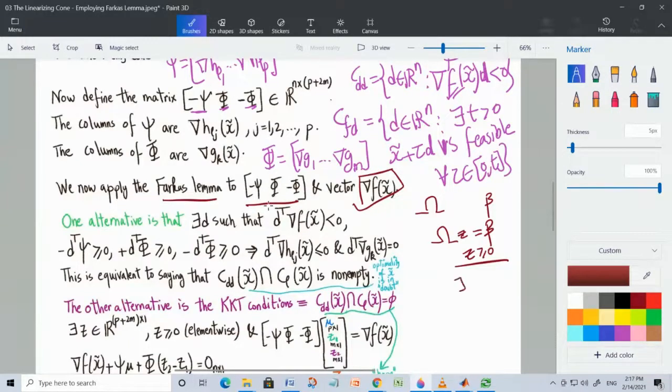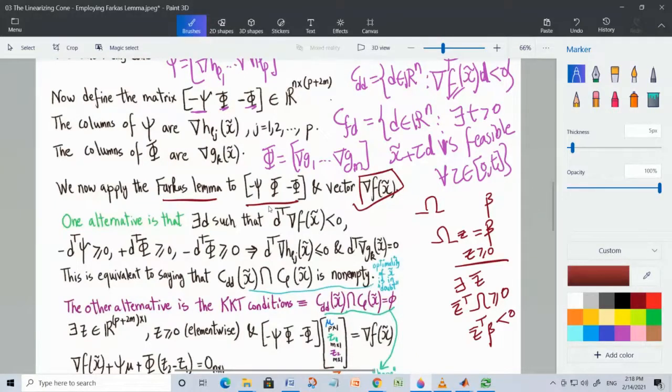Another alternative: there exists another vector z bar, such that z bar transpose omega is greater than or equal to 0, so the inner product of this vector and each column in omega is non-negative, and z bar transpose beta, the inner product of this vector and beta, is strictly negative.